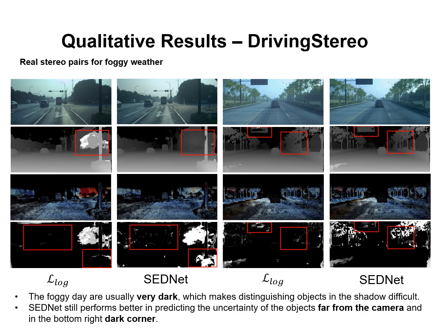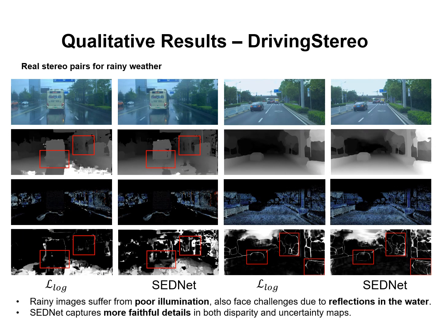When it comes to the real driving data, they are often very dark, and the predictions of SEDNet are still better. SEDNet also overcomes the challenge of the reflections in the water and captures more faithful details in both disparity and uncertainty maps, such as under the bus.